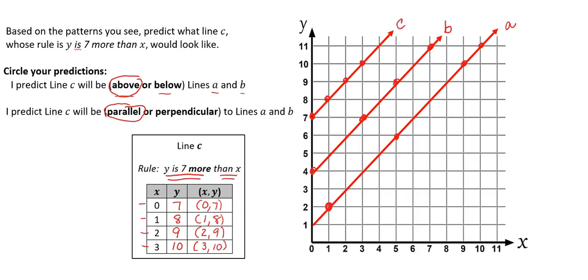And you can see that line C is above lines A and B, and it is also parallel to those lines. And that shows us that by looking at patterns on our coordinate graph tables, we can predict what the lines will look like on the coordinate plane.